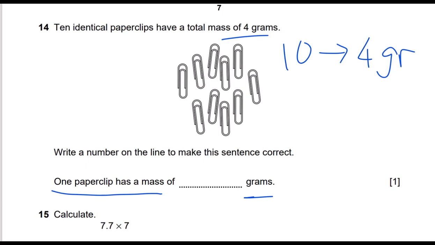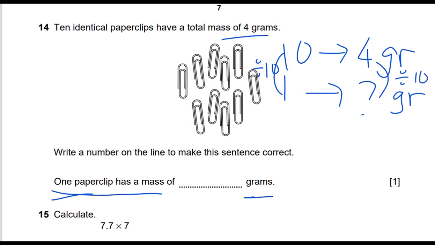Now, this is the explanation. 10 paper clips is 4 grams. So 1 paper clip, how many grams? That is the question, right? So from 10 to go to 1, what should we do, guys? We should divide by 10. Agree? It means the same. 4 grams we have to divide by 10. So 4 divided by 10. So 4 over 10 is equal to 0.4.